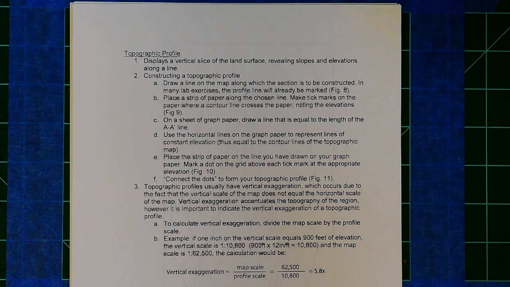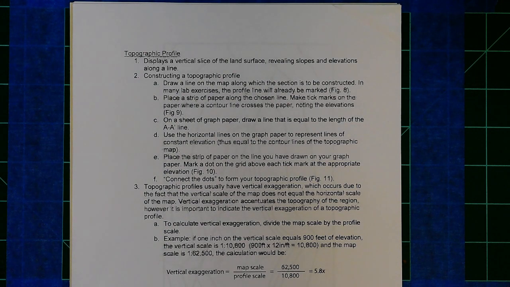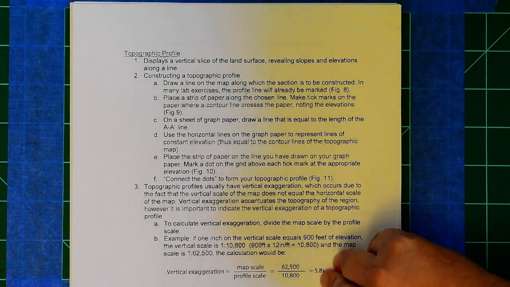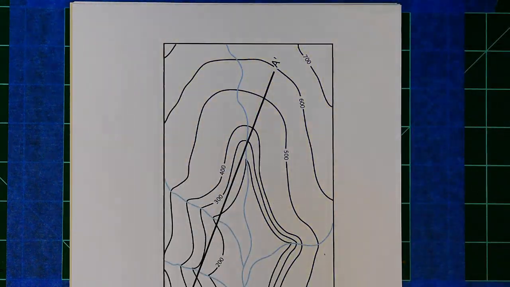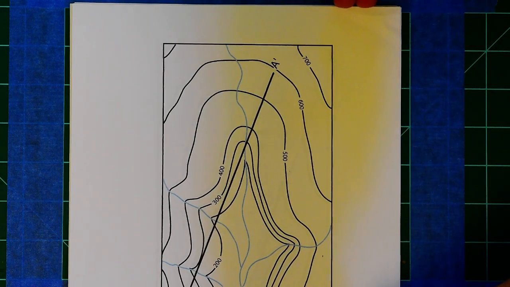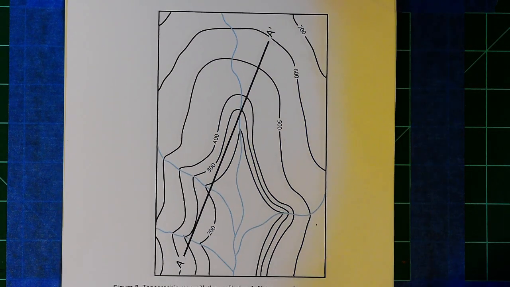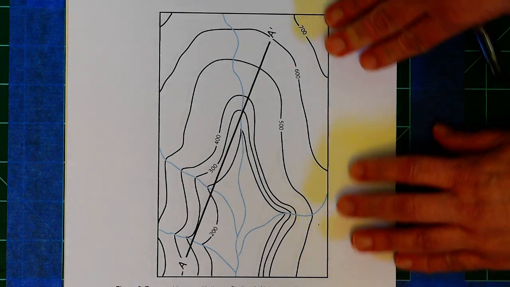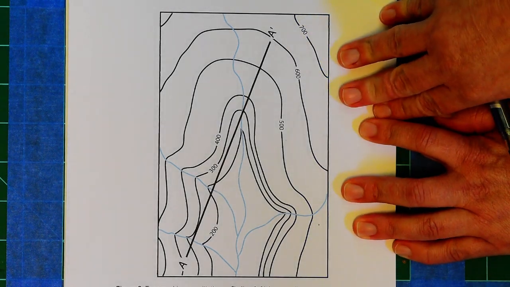All right, another thing you'll have to do in this lab is draw a topographic profile. That's basically where we slice the Earth like a cake, and we look at it on its side so we can see where we are going uphill and where we are going downhill and all that kind of good stuff. This might seem like it's going to be quite difficult, but actually it's not, and it's kind of fun. So you're going to be given a topographic map very similar to this one.